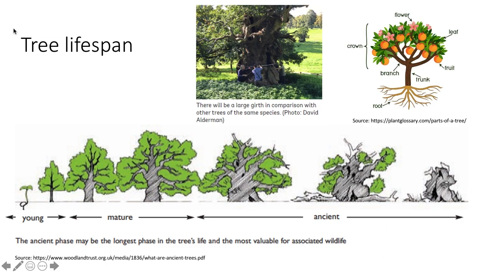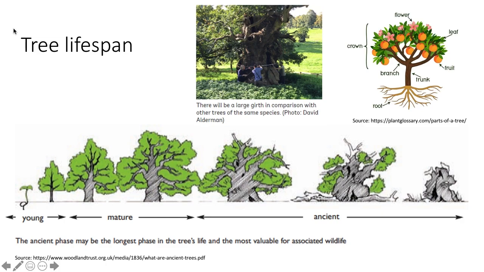But I thought this diagram just demonstrates really nicely the lifespan of a tree. And actually, when you look at how long the tree can remain ancient for, within this diagram, that's more than 50% of the time. So actually a tree can be ancient for a very long time and still survive, even if it has dead wood or it looks like it's dying. That's actually not necessarily the case.